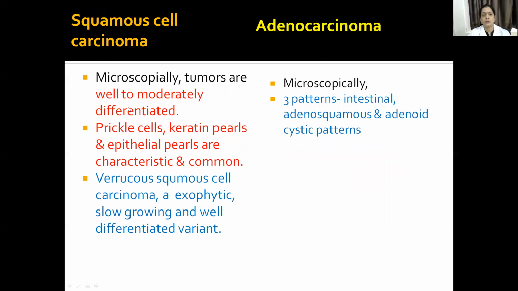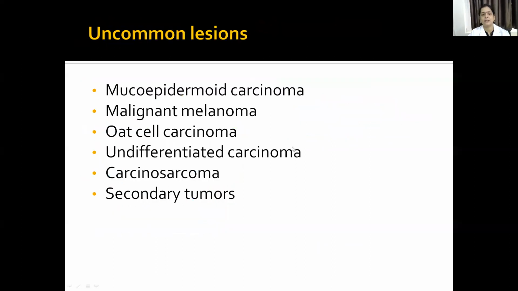Squamous cell carcinoma, they can range from well to moderately differentiated. Usually, what you see is a recapitulation of the function of the squamous epithelium, that is production of keratin pearls, epithelial pearls, which are characteristic of that, and the other types of squamous cell carcinoma that can present, the verrucous squamous and exophytic, slow growing and well differentiated. But just to know that squamous cell carcinoma, you identify it by the pearls, right? So adenocarcinoma, there can be intestinal, adenosquamous, adenoid cystic patterns can also be seen.